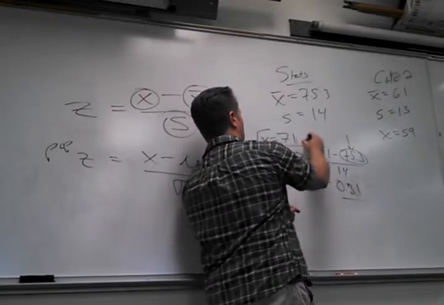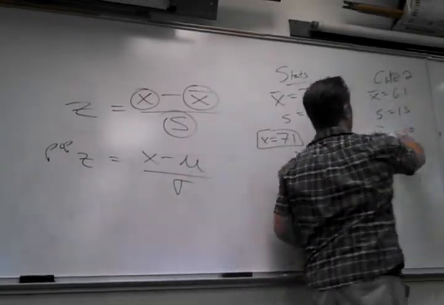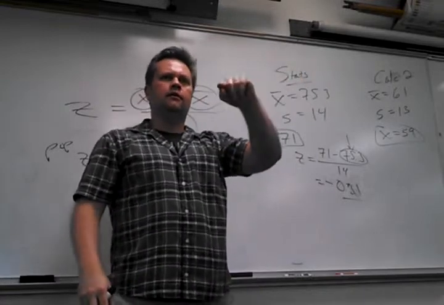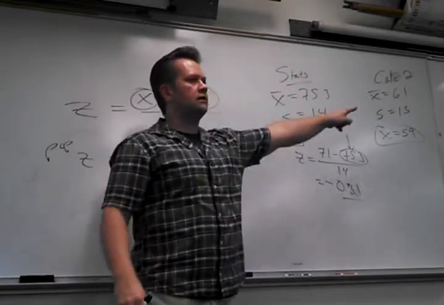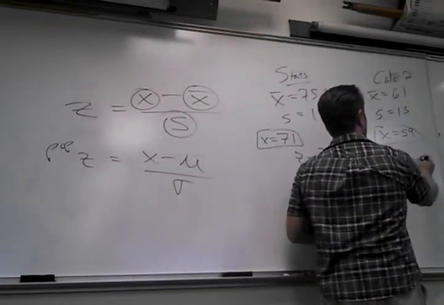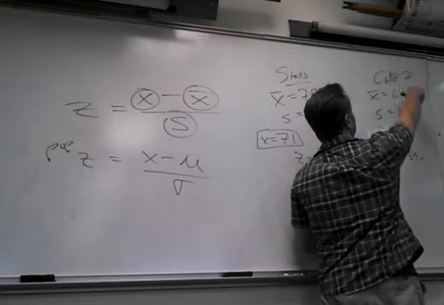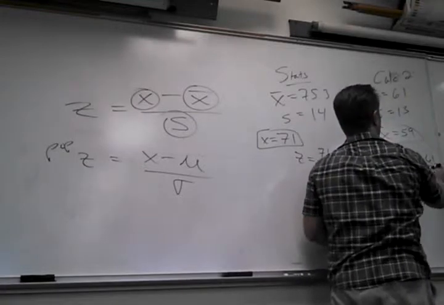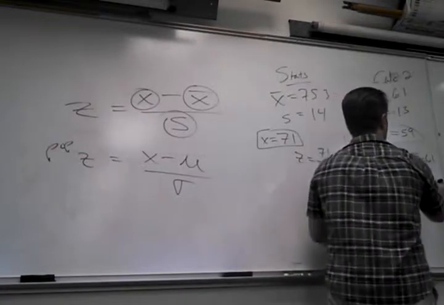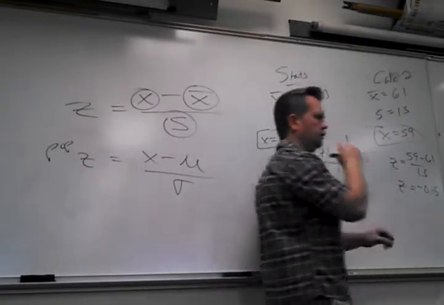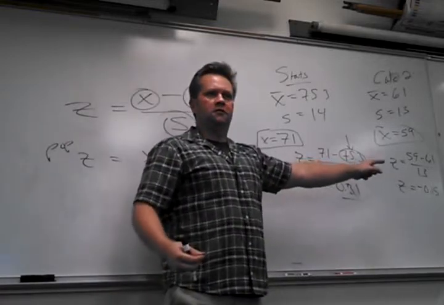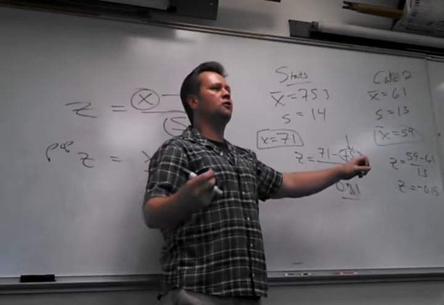Now, these two guys just compared. This guy's in Calc 2, and he said, I got a 59. And this guy's like, I got a 71. Nah, this guy better shut up, because this guy actually did relatively better. What's his z-score? Yeah, it'd be 59 minus 61 over 13. Negative 0.154, something like that. So do you see which one was relatively better? Which one's not as far below the mean?